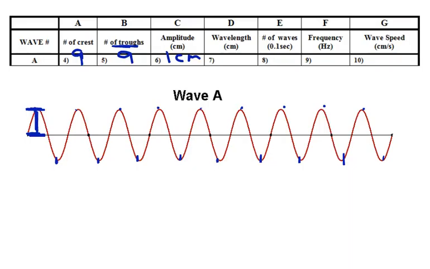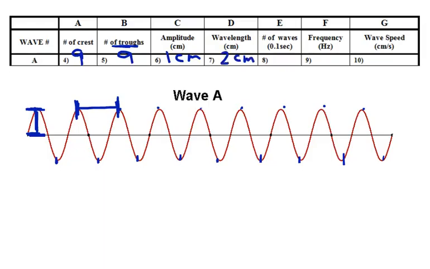So wavelength again, for column D, wavelength is the distance from crest to crest. That's the most obvious, that's typically the easiest to measure. So you put your ruler and you measure the distance from one crest to the next crest. So you measure that, and that's going to be about 2 centimeters.